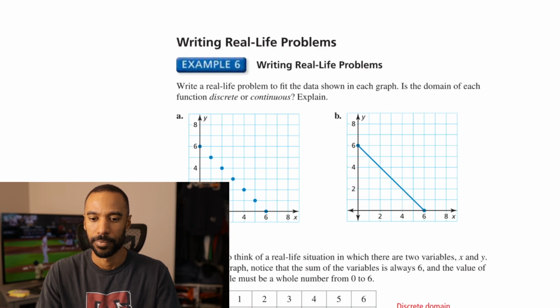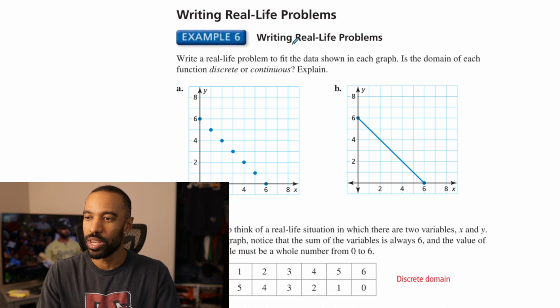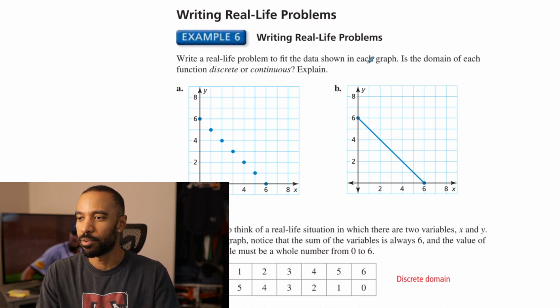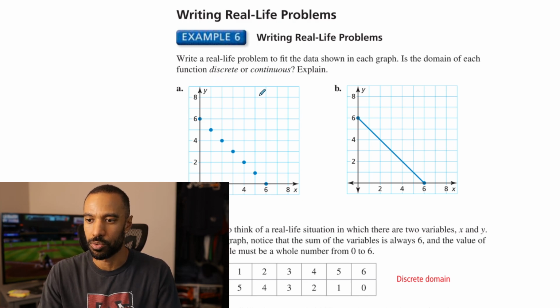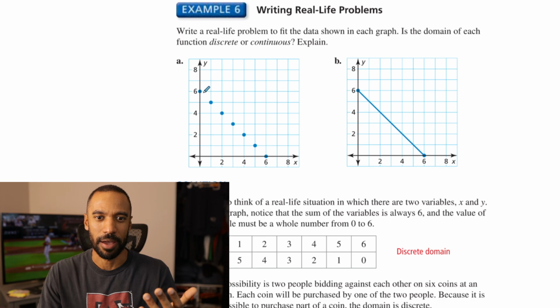Okay. And not done with the lecture portion. Okay, here we go. Writing real-life problems. Write a real-life problem to fit the data shown in each graph. Is the domain of each function discrete or continuous? Explain. So, I don't know. I don't want to read what they put just yet. I want to make up my own here. When x is 0, y is 6.